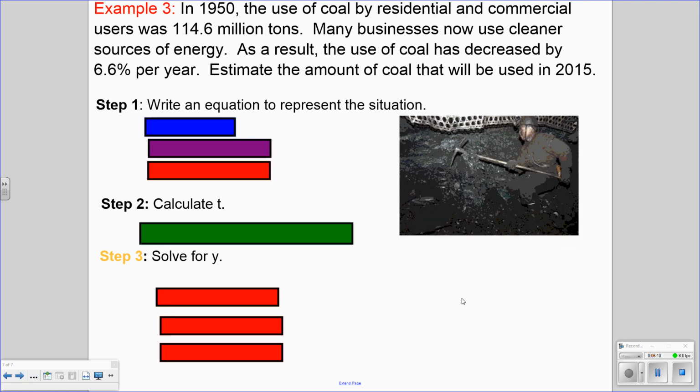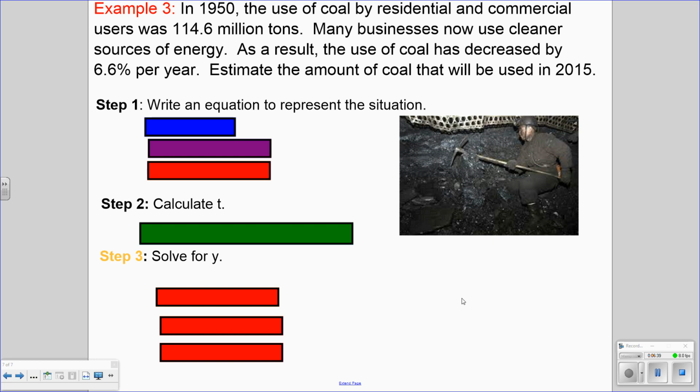So here we have in 1950, the use of coal by residential and commercial users was 114.6 million tons. Many businesses now use cleaner sources of energy. As a result, the use of coal has decreased by 6.6% per year. And so we see that this is an exponential decay since the use is decreasing. Estimate the amount of coal that will be used in 2015.